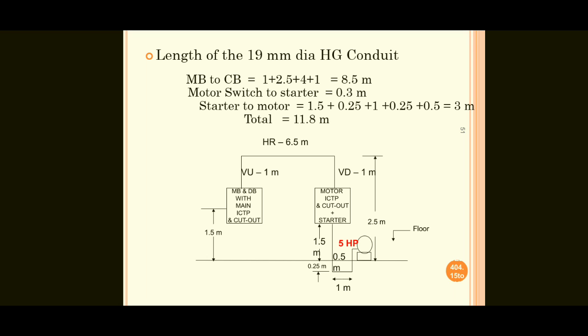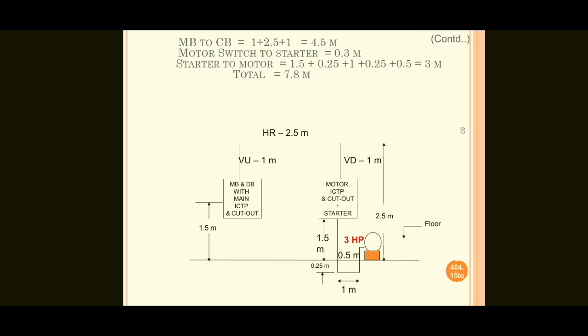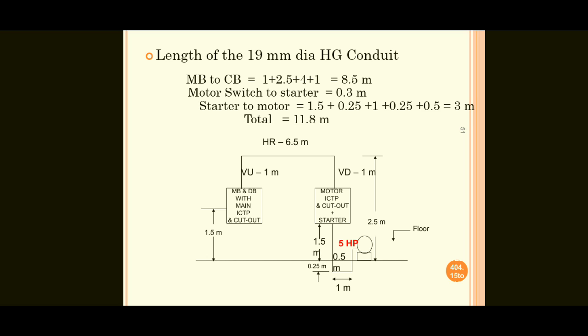So for 3 HP, the total conduit is 7.8 meters. For 5 HP, it is 11.8 meters is required.